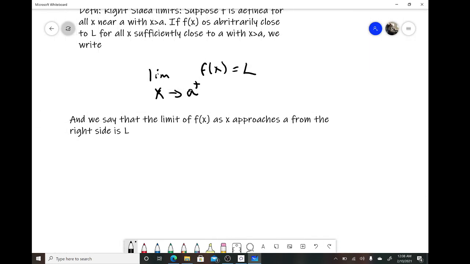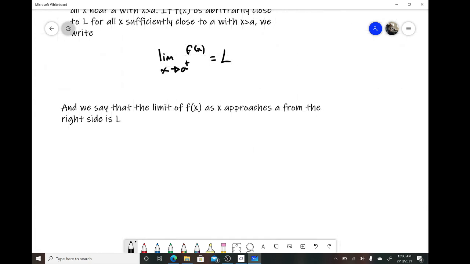All right, so let me actually rewrite this because this looks ugly. Okay, so we say the limit as x goes to A from the right side of f of x equals L. We use a plus sign on top of the A. Whenever you see this plus sign on top of the number, that means that you're evaluating the right side limit.